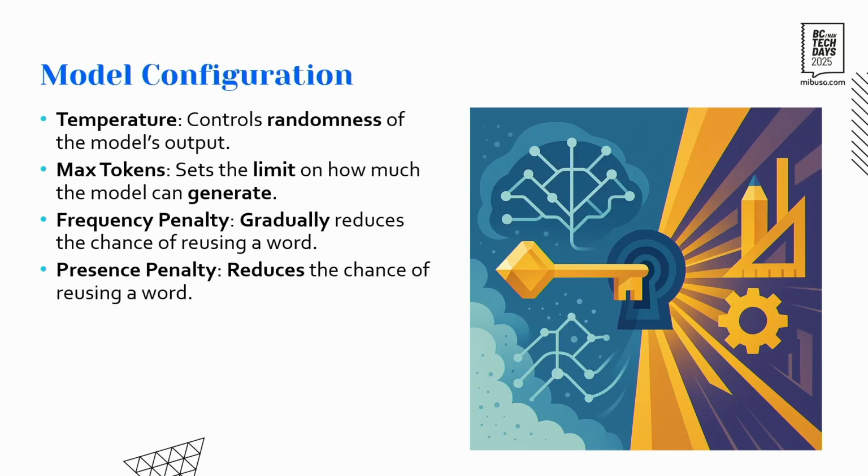Temperature controls the randomness. Max token limits how much can be generated. Frequency gradually reduces the chance of a word being reused. And presence reduces the chance of a word being reused.